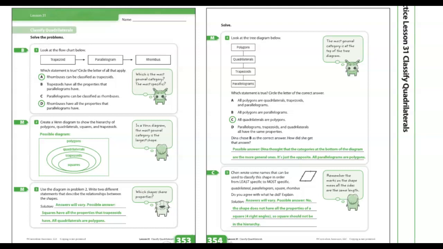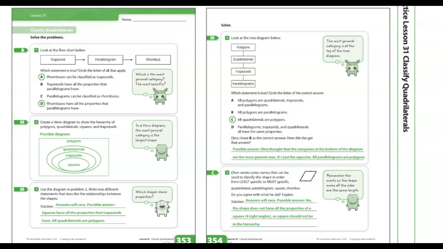So number one says, look at the flow chart below. You have trapezoid, parallelogram, and rhombus. Which statement is true? Circle the letter of all that apply. Well, letters A and D are true. Let's talk about the reasons B and C are not true.